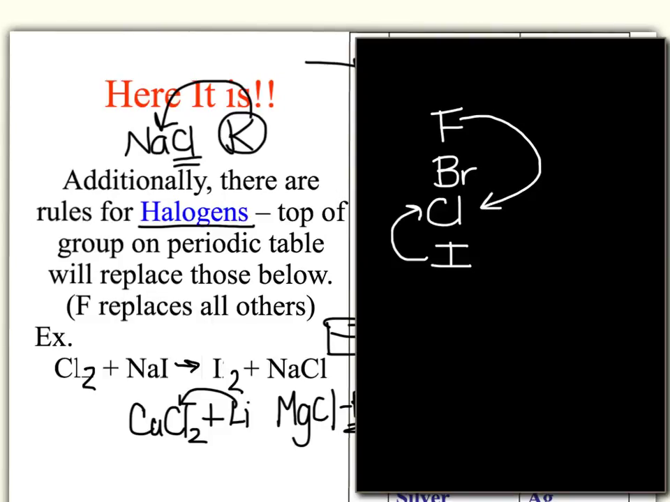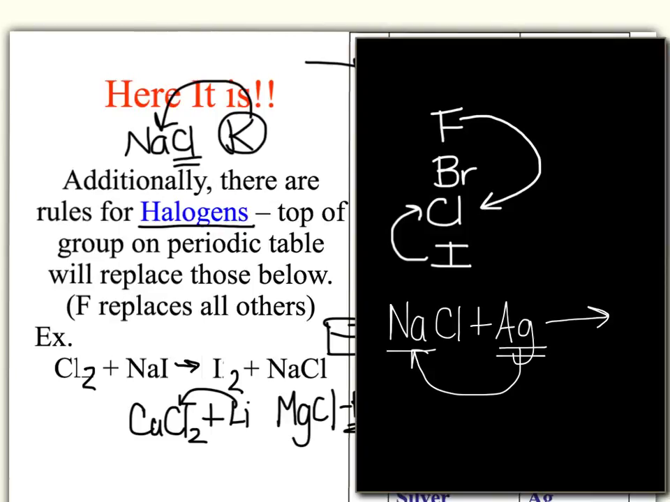And also note that if you're trying to decide where the single replacement is going to occur, for example, if you saw NaCl plus Ag, if this reaction is going to happen, you're adding a metal, so it would replace the other metal. This reaction actually would not happen. On the other hand, if you had Cl2 plus NaF, this is a halogen, it would replace the other halogen. So pay attention to what's being added because an anion will always replace another anion, a cation would only replace another cation.